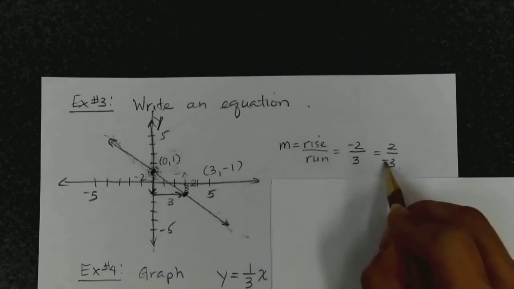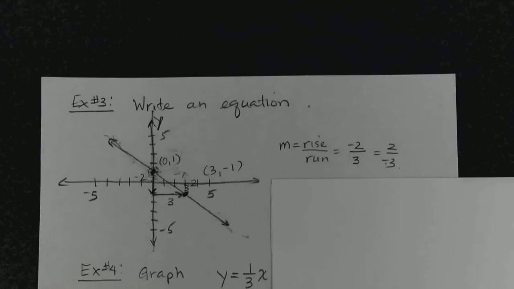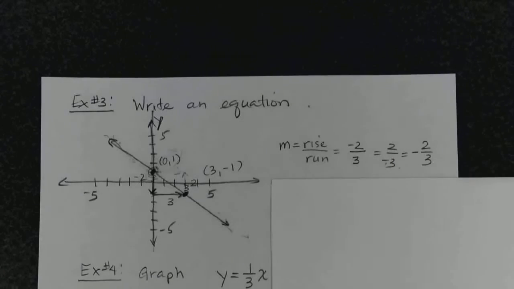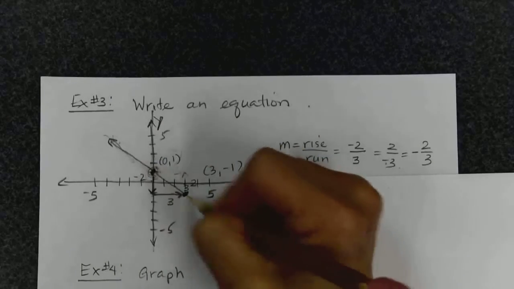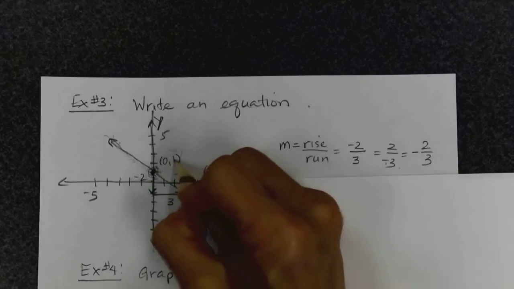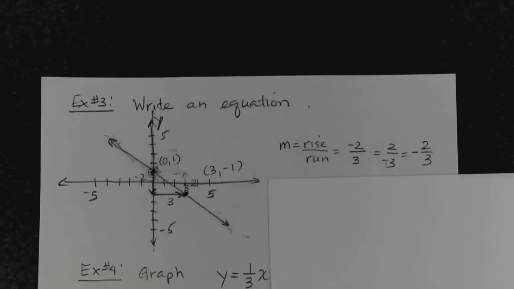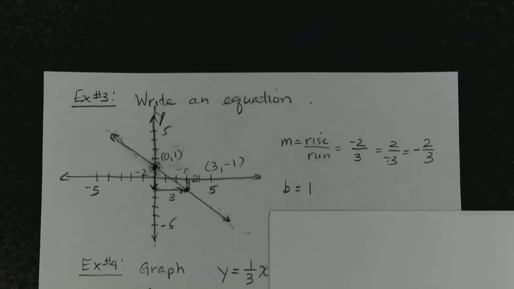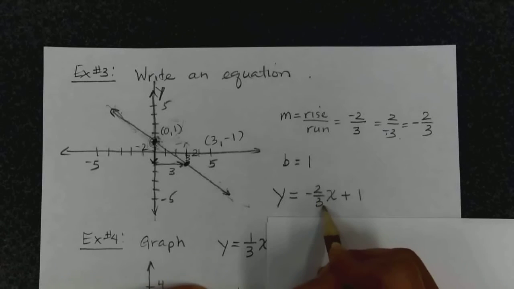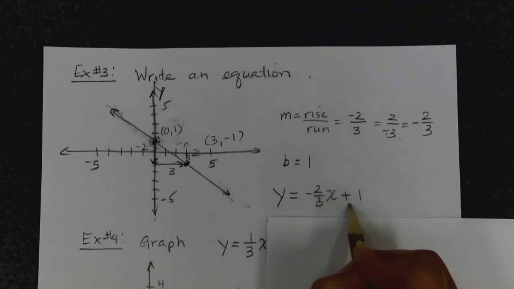These are still the same slope because it's exactly the same line, and both represent negative 2 over 3. Then the y-intercept is where the line crosses the y-axis, and it crosses right here at (0, 1). So my y-intercept is b equals 1. The equation of this line would then be y equals negative 2 over 3 x plus 1.